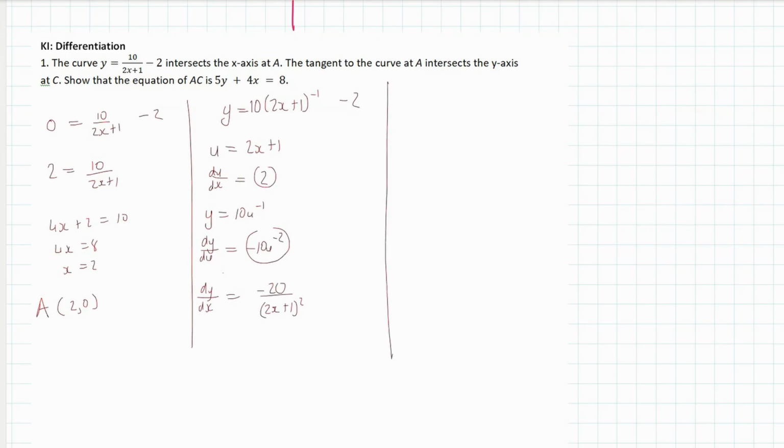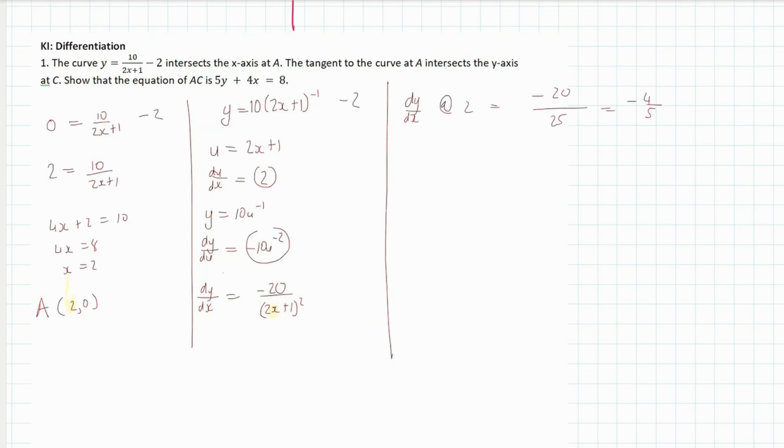Now the tangent to the curve at A intersects the y-axis at C. Okay, so now I'm going to put in that value of 2 into here. So what will this give us? So dy dx at 2 equals, so we're going to have negative 20 over 4 plus 1 is 5, 5 squared, which is 25, equals negative 4/5.